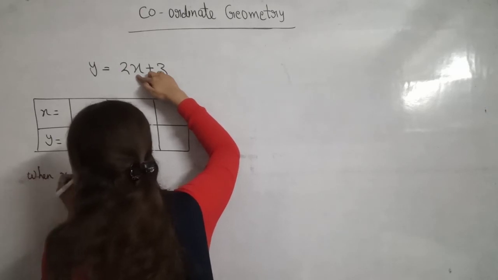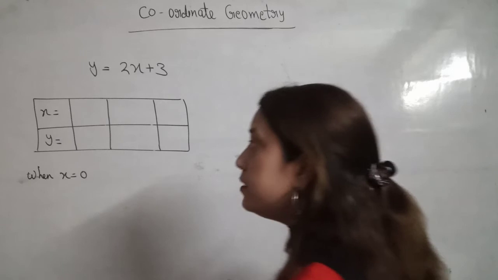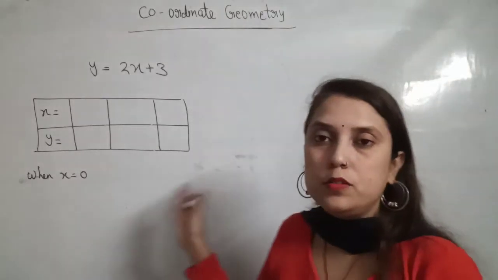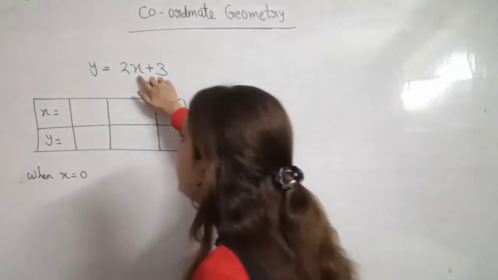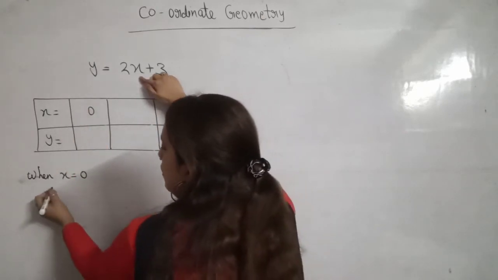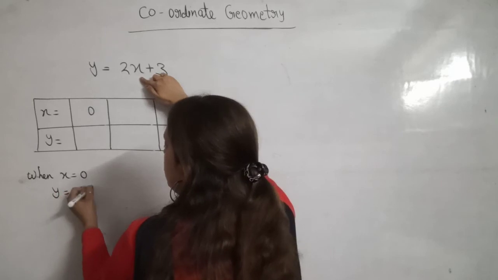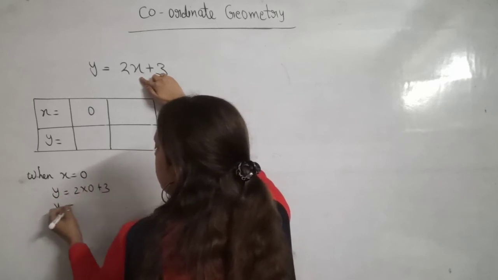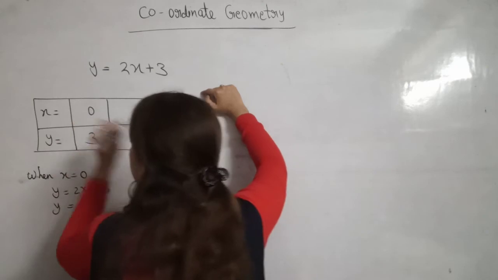So when x is equal to 0, this is your choice. You can take any value, 0, 1, 2, 3. Here I am taking x as 0 first. When x is 0, then y is equal to 2 into 0 plus 3. y is equal to 3. So y will be 3.